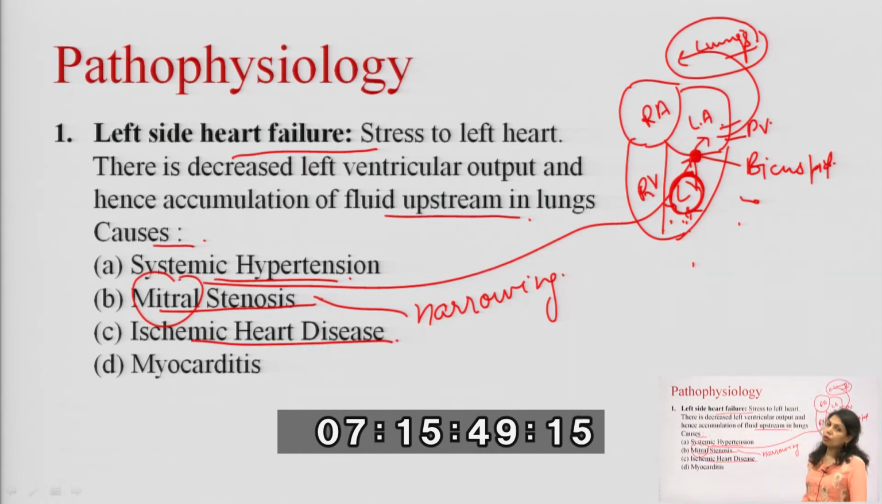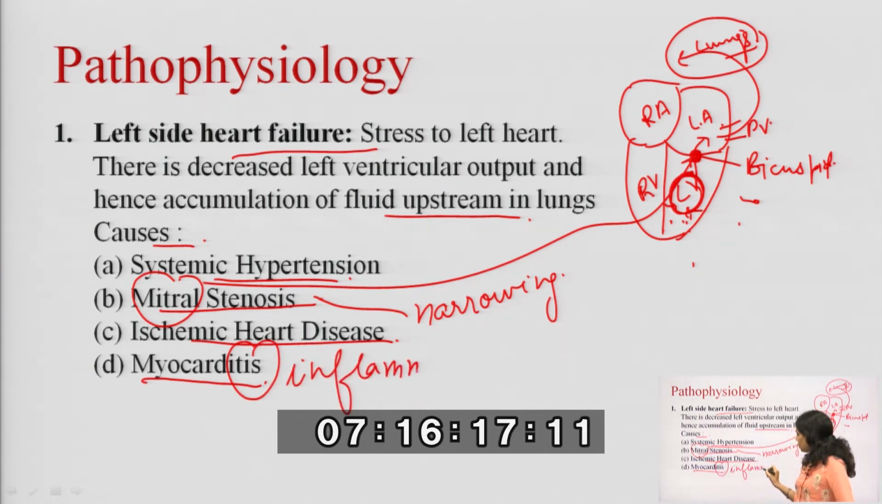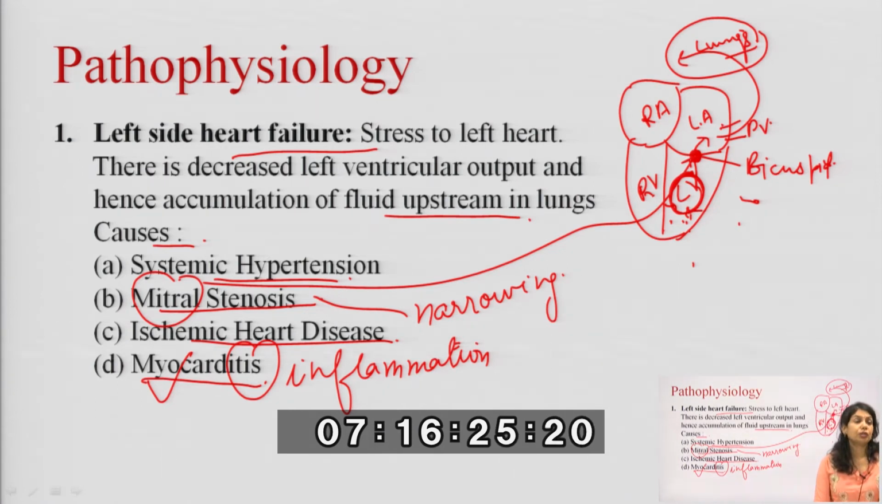Ischemic heart disease is also a very important disease responsible for left side heart failure. Ischemic heart disease means less supply of oxygen to the heart due to cholesterol deposition or certain other diseases, and this may lead to left side heart failure. Myocarditis is there. In myocarditis, the suffix itis means inflammation. Inflammation of what? Inflammation of the myocardial layer. Okay. So myocardial layer inflammation will accordingly lead to left side heart failure.